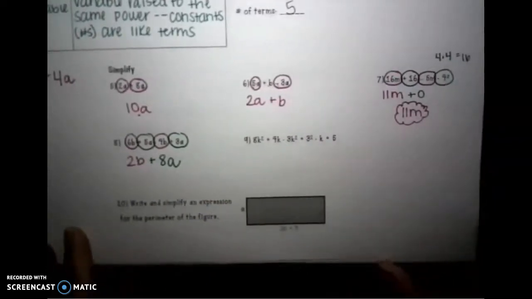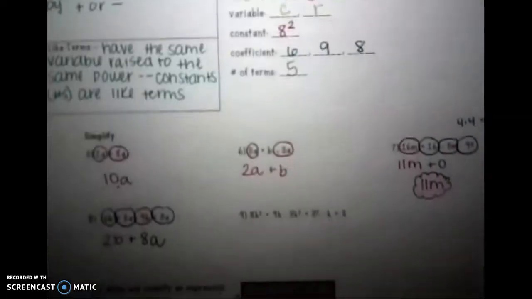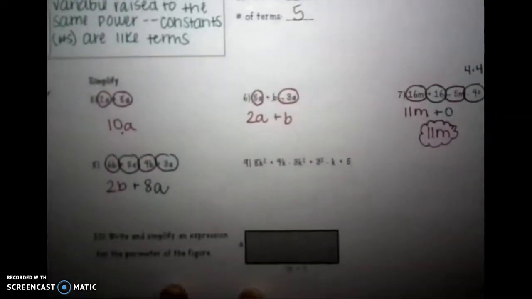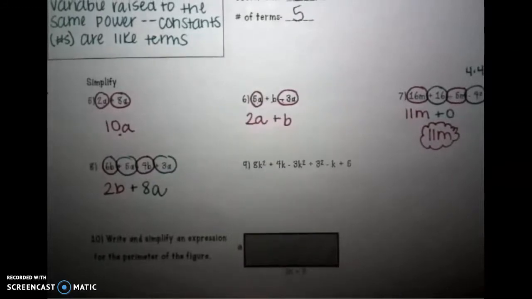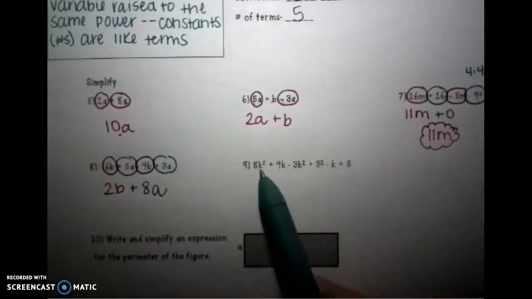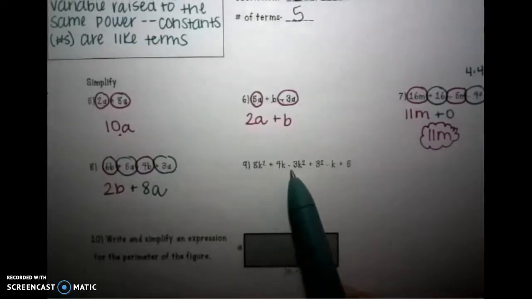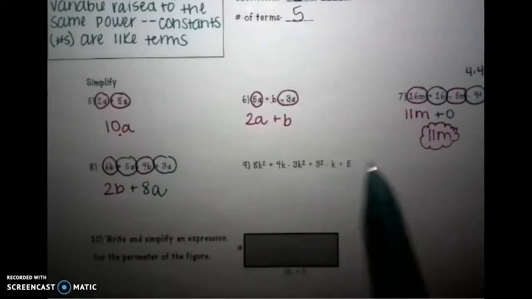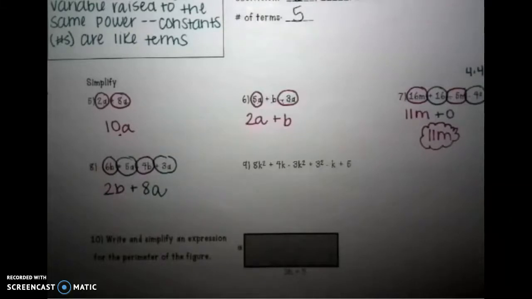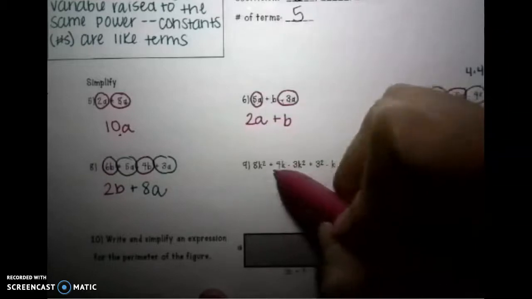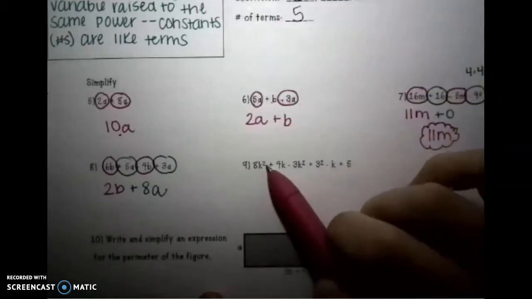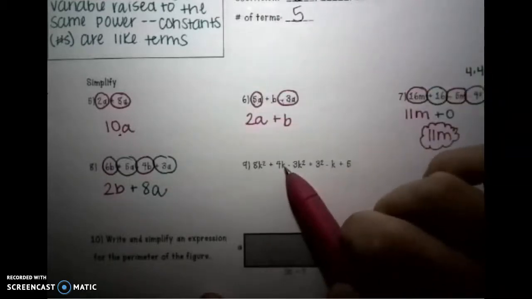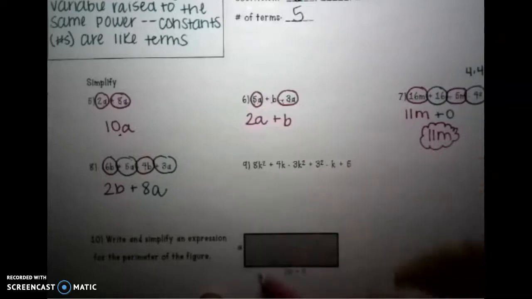All right, number 9's a little bit bigger. And like I said, I still feel like I need to zoom in a little more. Okay, that's better. All right, so I have 8k squared plus 4k minus 3k squared plus 3 squared minus k plus 5. My goodness, guys, that's huge. All right, so let's think of these. We can think of k's as kangaroos. So we have the squared kangaroos and the regular kangaroos. Are these the same? Nope, they're two different.